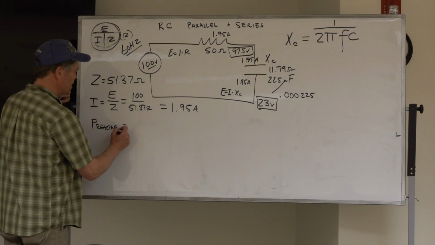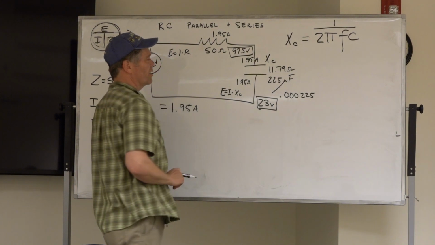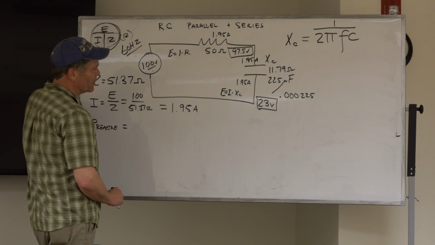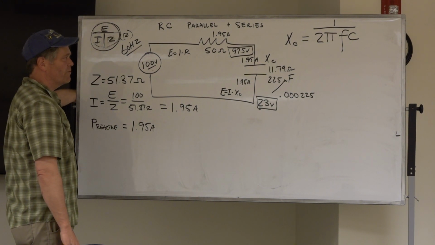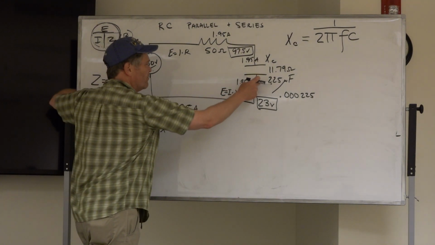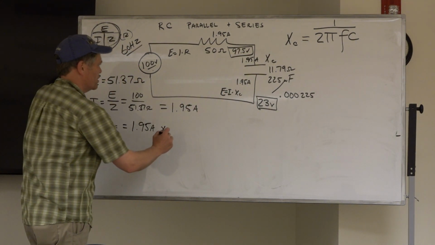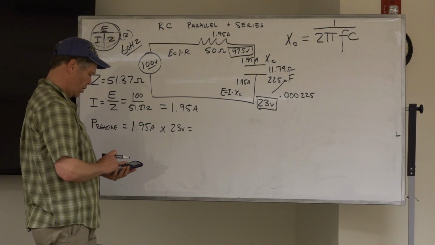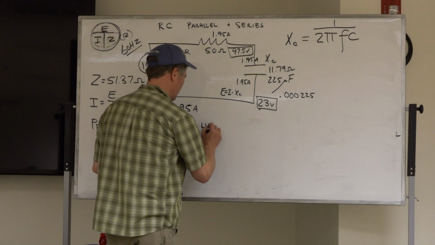P reactive, or PR, is going to equal everything going on at the reactive element in this one. And the reactive element is the capacitor. So P equals I times E. My current at the capacitor is my 1.95 amps. That's my baseline, the same everywhere in this series circuit. And I'm going to multiply that by the volts we solved for at the capacitor, the reactive element, which is 23 volts. So 1.95 times 23 equals 44.85.